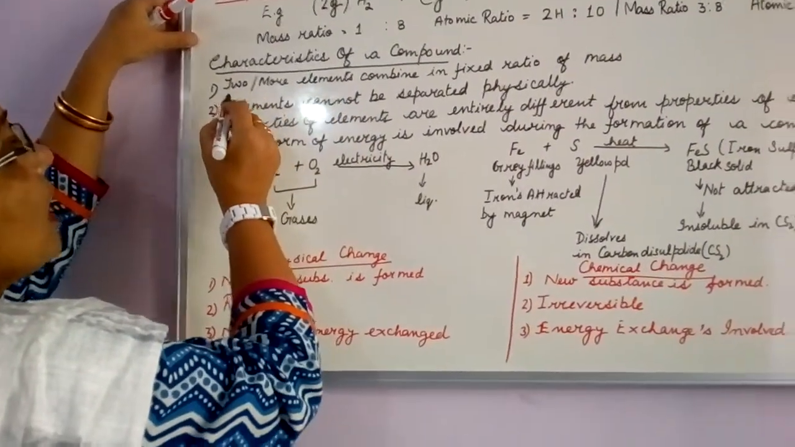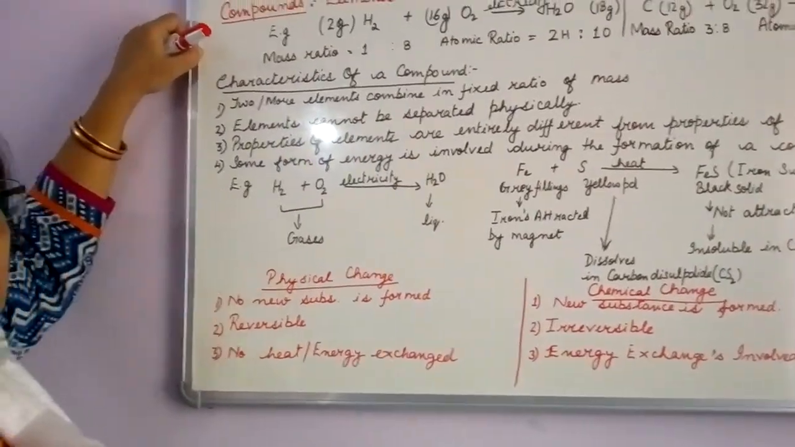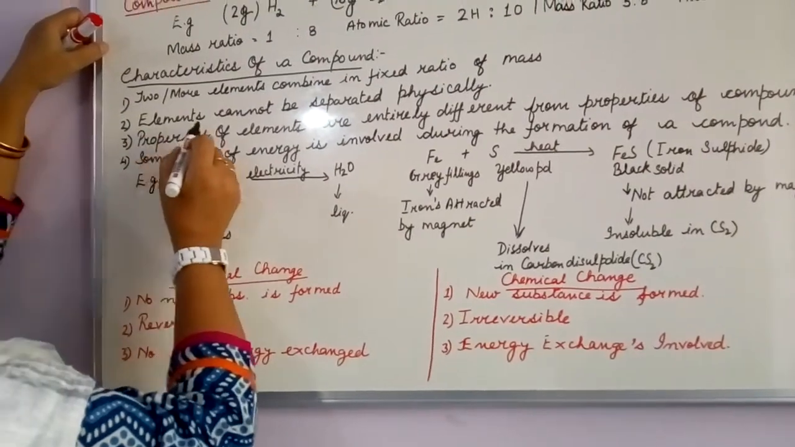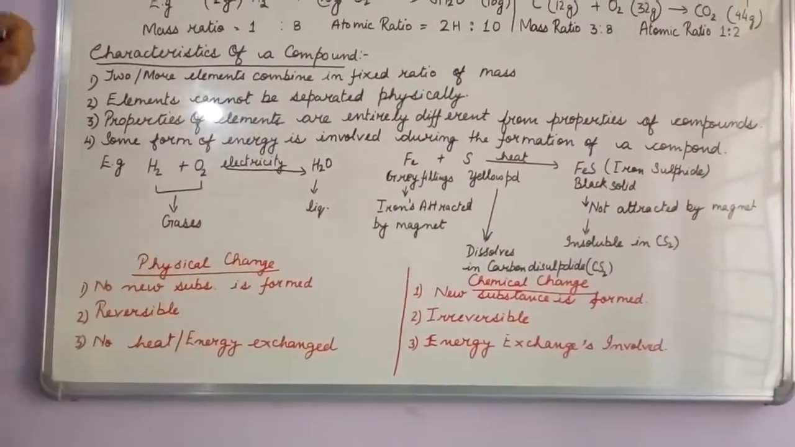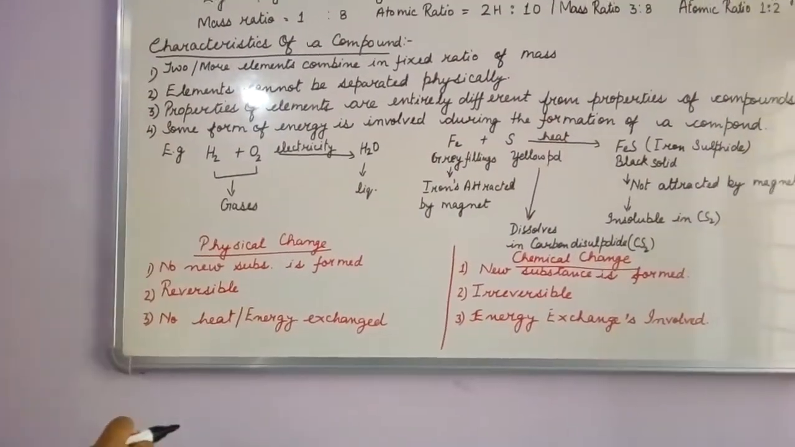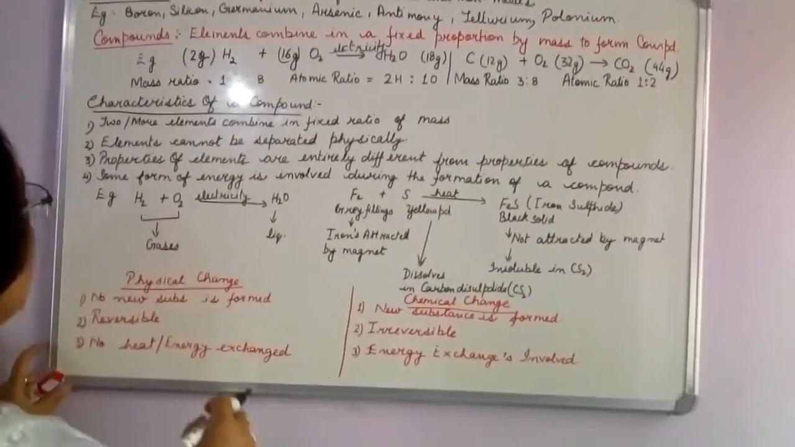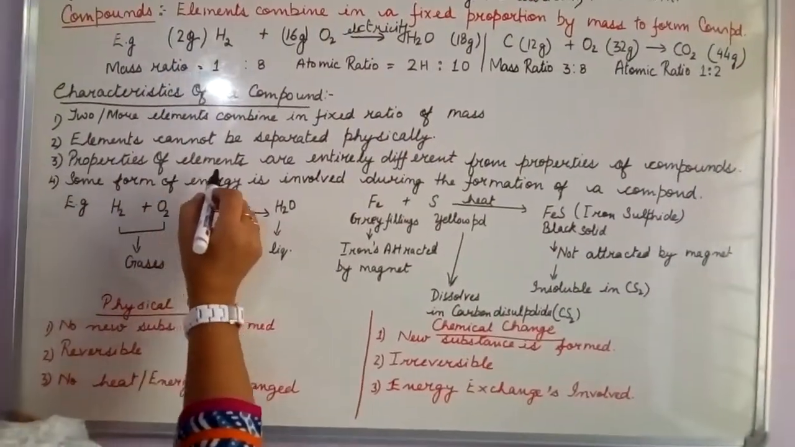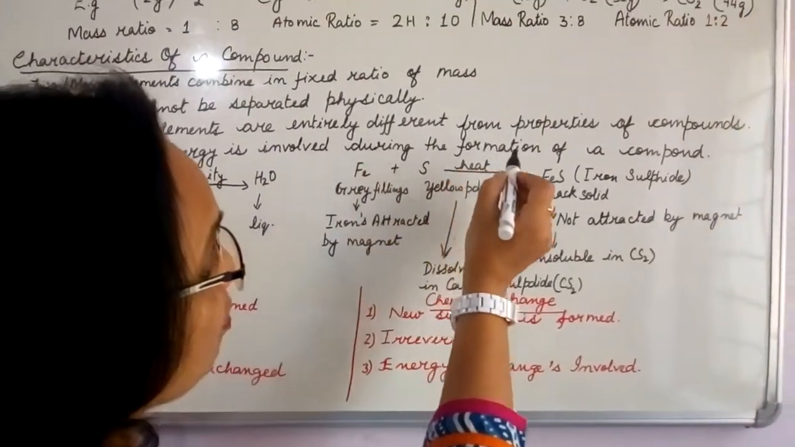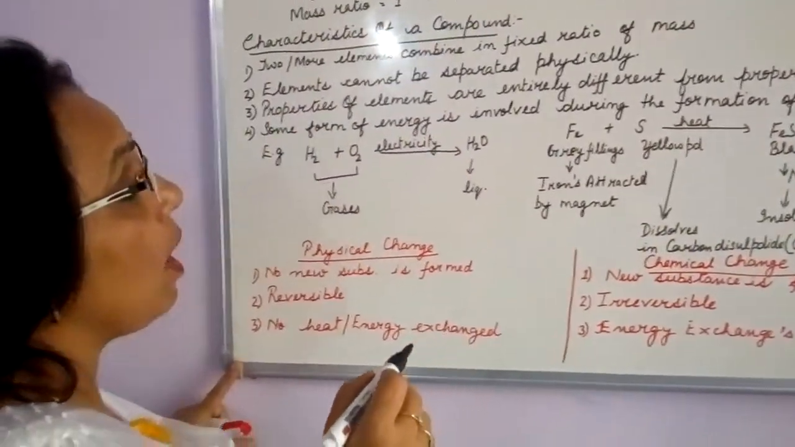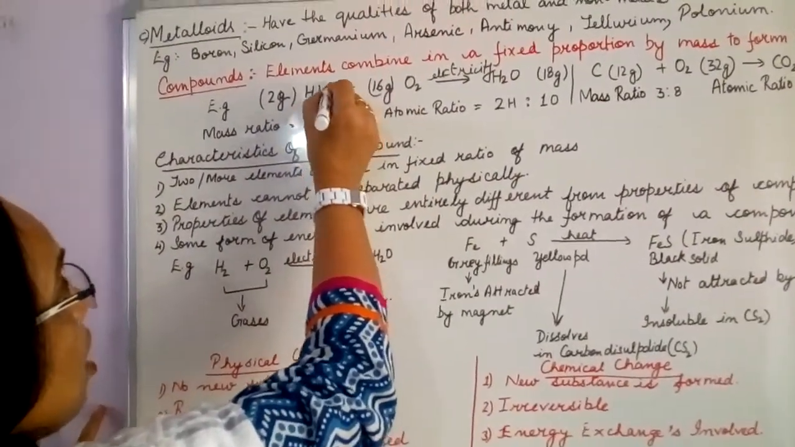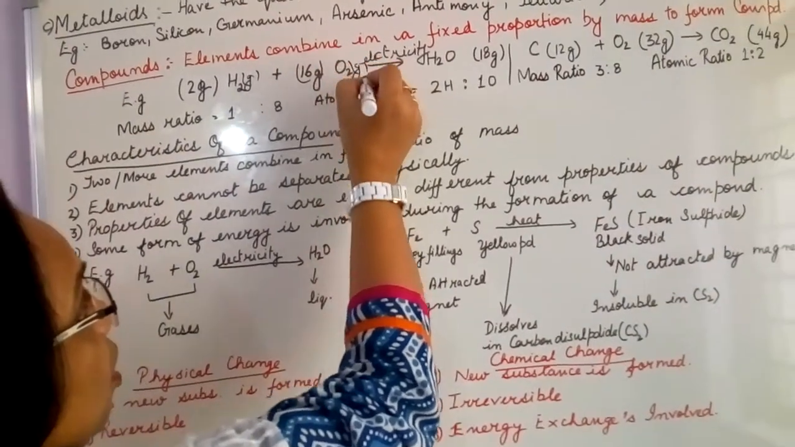Now what are the characteristics of a compound? In a compound there are 2 or more elements which combine in a fixed ratio by mass. And these elements cannot be separated physically. We cannot just remove them from one another. We have to carry out chemical reactions to separate the components of a compound. The properties of the elements which make up a compound are entirely different from the properties of the compound.